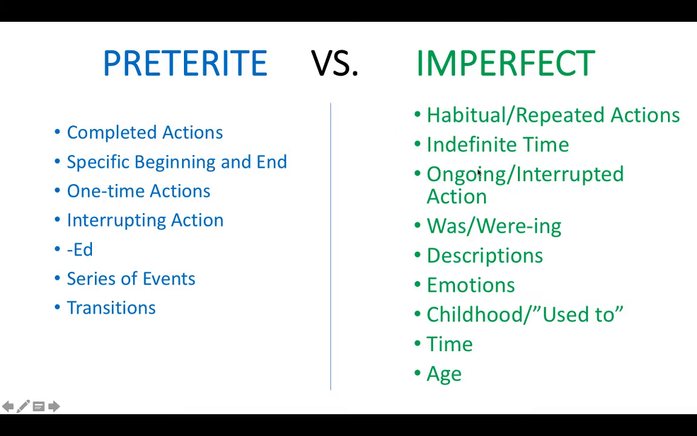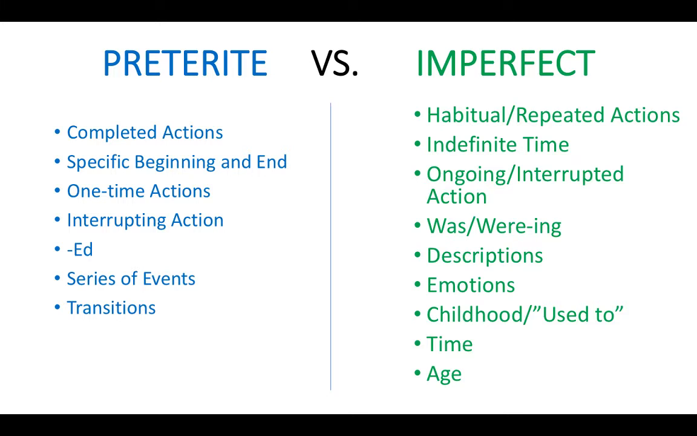So the interrupted action in this case is imperfect. We were watching TV. Whereas the interrupting action, the completed action, is preterite. We were watching TV, imperfect, when someone knocked on the door, preterite.